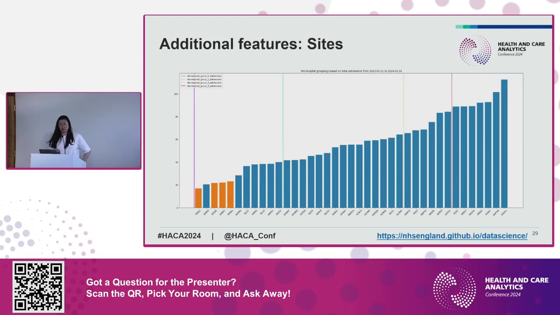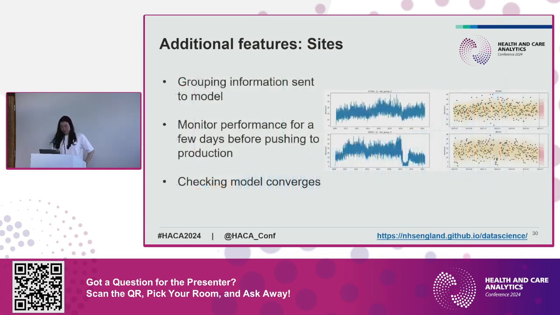So here's just a chart showcasing some of the sites that we've added recently, along with all the other sites that are being forecasted at the moment. So when adding more sites to the model, the grouping information is sent to the model, and then we monitor the performance for a few days before pushing to production. This is where we can do QA and check that the model converges and that the results are stable.